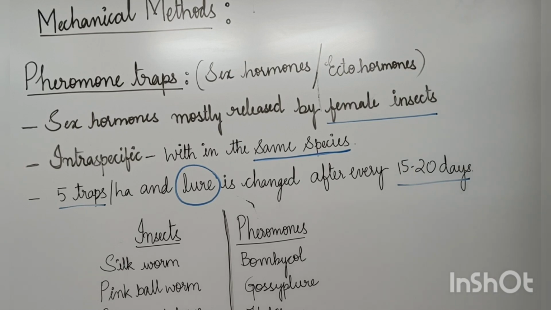And the next one is the pheromone traps, which use sex hormones or ectohormones. Ectohormones means these are released outside the body. These are released mostly by the female insects, and these are intraspecific, which is within the same species, and there is another term that is interspecific, which is between different species. And next, we should use 5 traps per hectare, and the lure is changed after every 15 to 20 days. Lure is a synthetic liquid which is used to attract the insects.